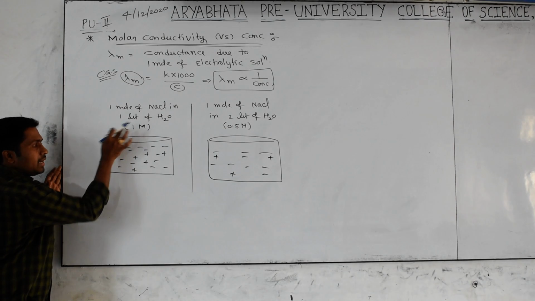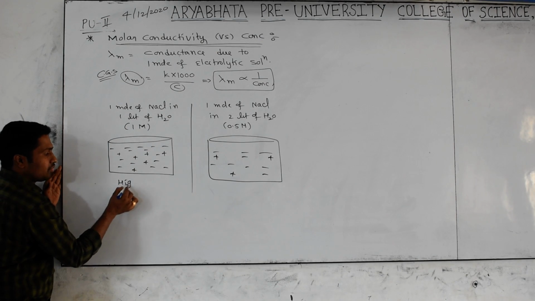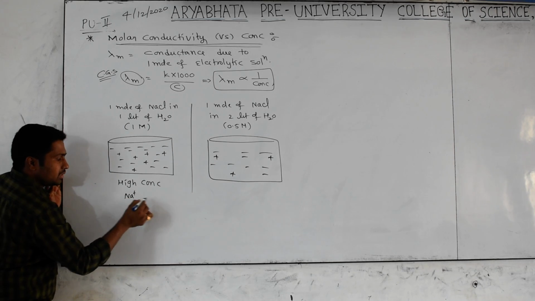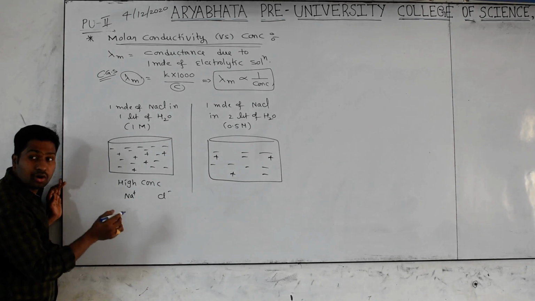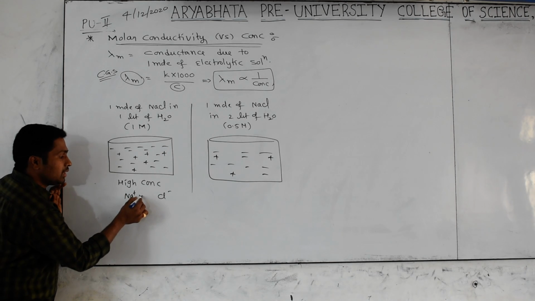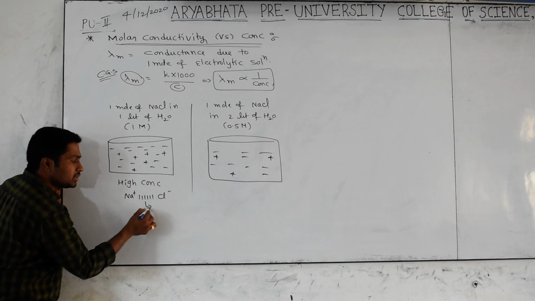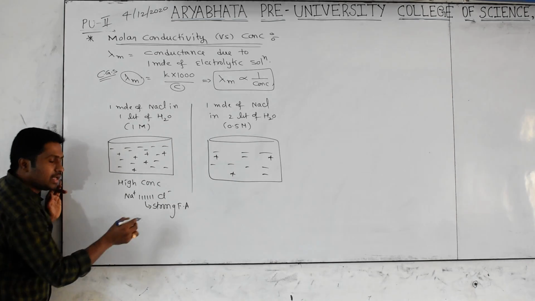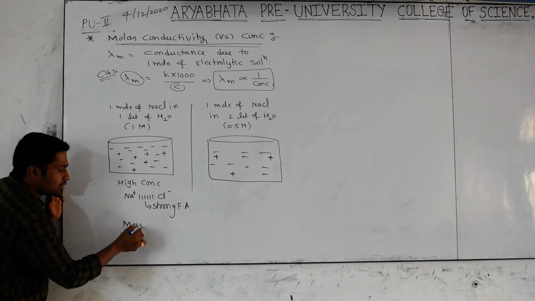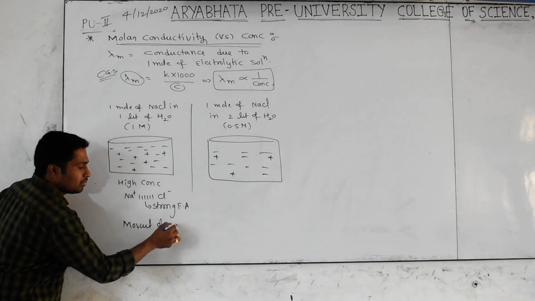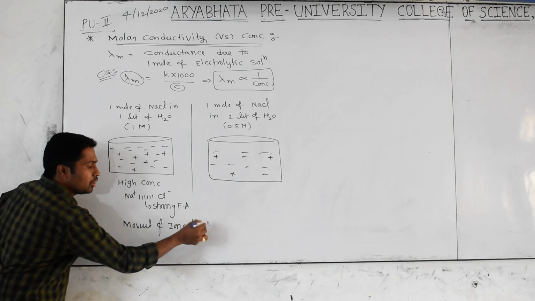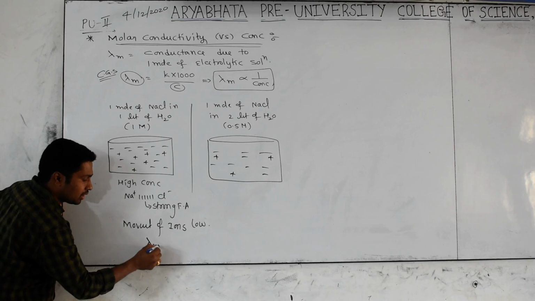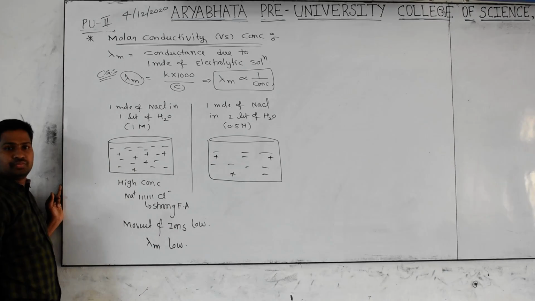So in case of high concentration, what is happening? Na plus particles and Cl minus particles are very close together. Then between those two oppositely charged particles, what is happening? A strong force of attraction will be there. Then the momentum of ions is low. Automatically, conductance is low, and automatically molar conductivity will be low.